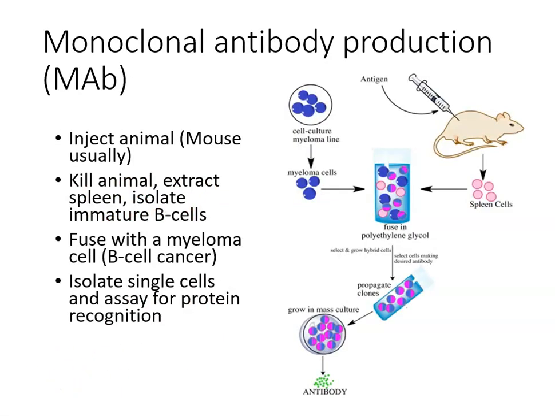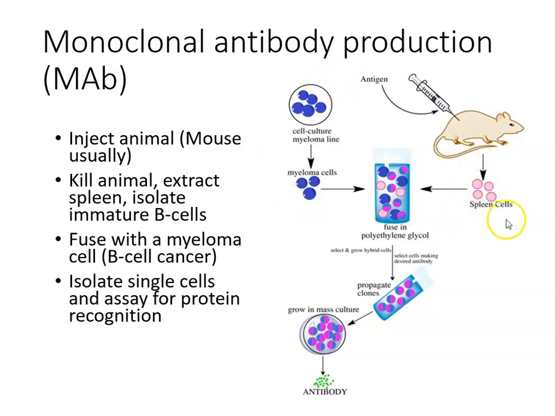Now there's a different way of producing antibodies, and that is to take a smaller animal. In this case, it's usually a mouse. It can be a rat, but it's typically a mouse. You take that animal, inject it with protein A, kill the animal, extract the spleen cells, which is where you've got immature B cells present. Now, once you've got those spleen cells, this is at a set time point after inoculation with protein A.